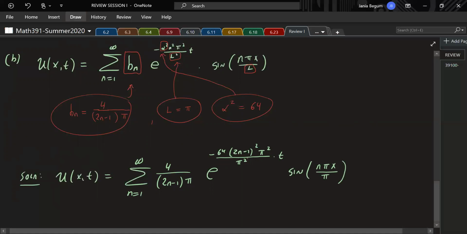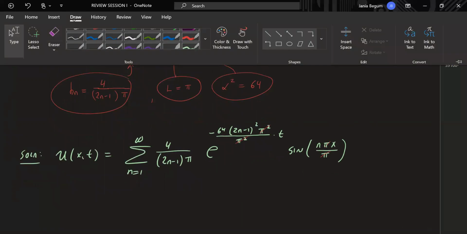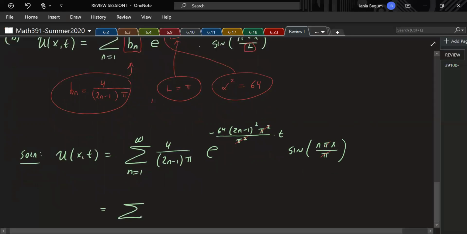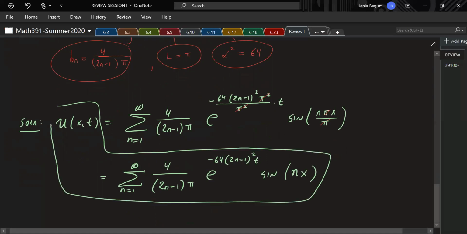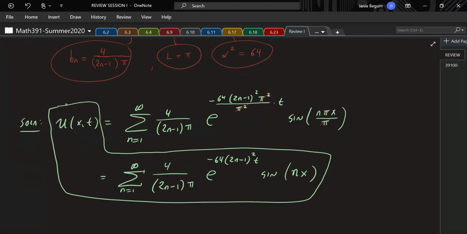You know, pi square will cancel out, pi will cancel out from there, and all of this will just clear up to the sum from n equals 1 to infinity, 4 over (2n minus 1) pi, e to the, let's see, okay, so we have negative 64 (2n minus 1) squared times t, sine of n times x. So that's our solution to the heat equation. Sorry, it looks weird, but that's the solution to this.